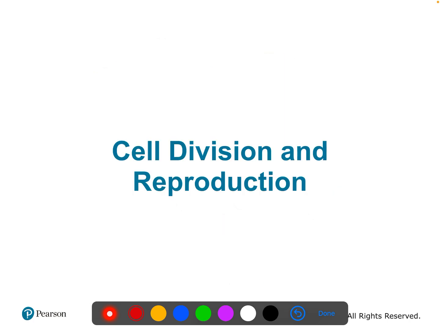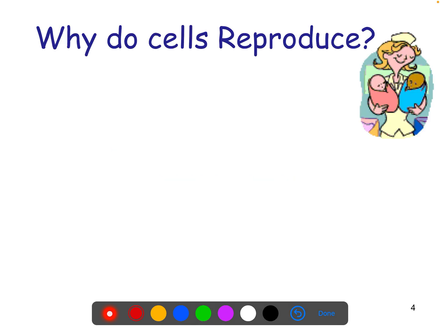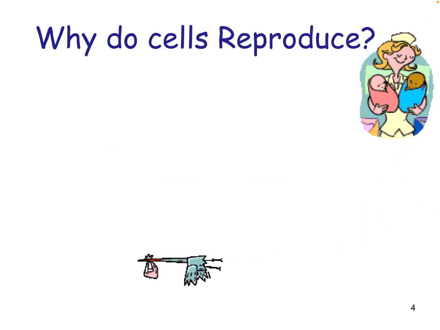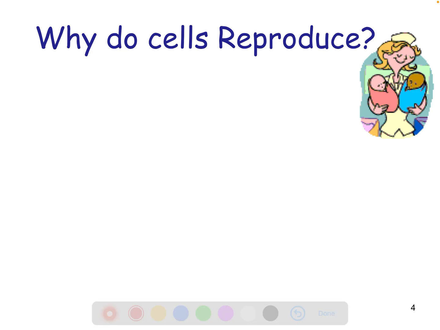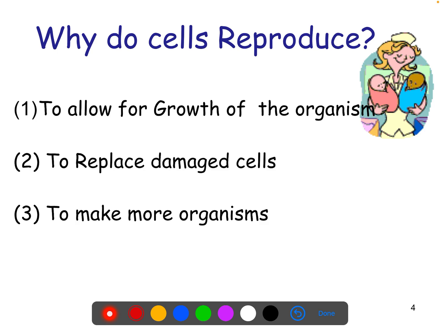So we'll start first with cell division and reproduction. Let's first of all discuss why cells reproduce. And this was something we talked about earlier in the semester. Cells reproduce for three main reasons. First, to allow for an organism to grow. I mean, think about when you were born. I know you don't remember, but think about how small you were and how big you are now. That's because you've added a lot of cells since then, and those cells have allowed you to continue to grow. To replace damaged cells and to make more organisms.